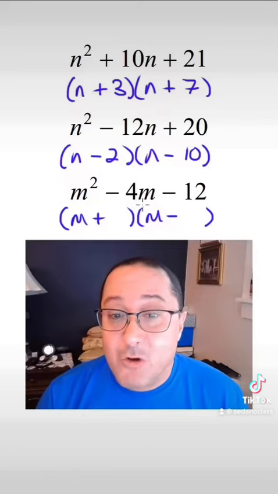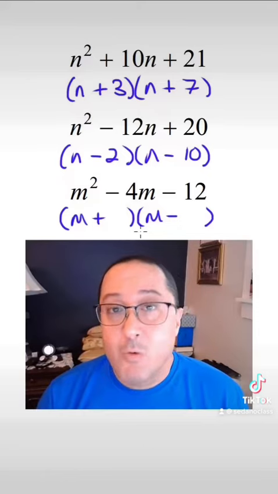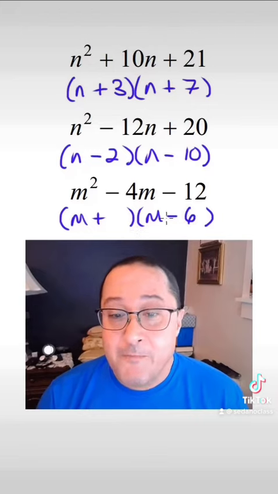Whatever sign the middle term is, that's where we put our bigger factor. So since the middle term is negative, we're going to put our 6 next to the minus sign and our 2 next to the plus sign. And that's how you do it.